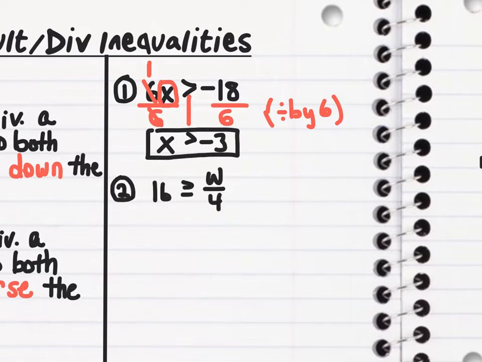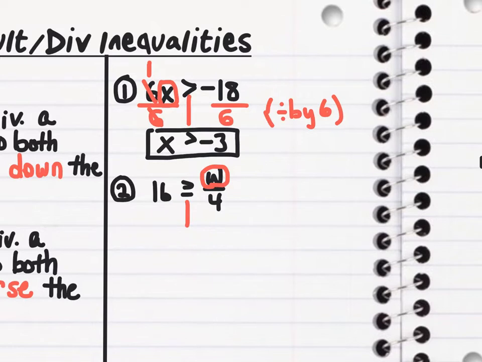Okay, so now let's take a look at number 2. On problem 2, I want you to write 16 is greater than or equal to W divided by 4. All right, so you're going to circle the variable, and I'm going to use my red pen to circle, and draw the line underneath the inequality symbol. You want to get W by itself, and here it's being divided by 4. So the inverse of dividing is multiplication. So we're going to multiply this by 4.